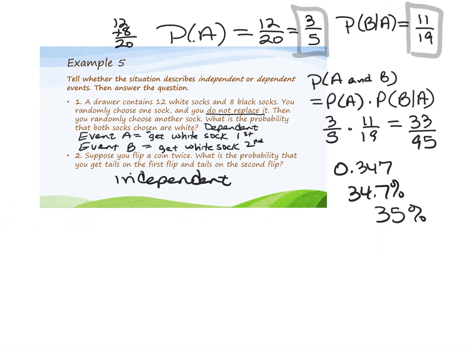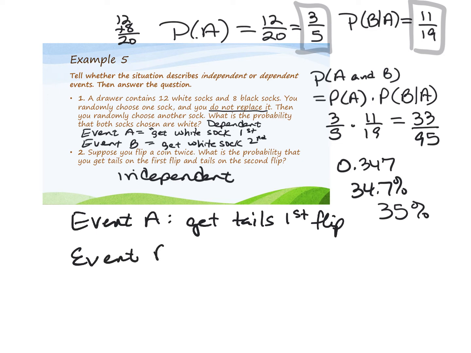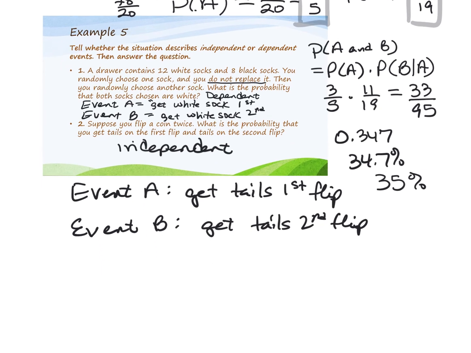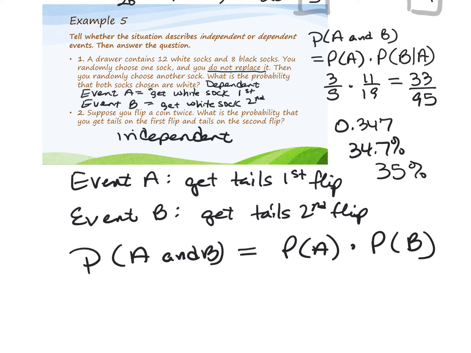So I'm going to, again, identify my two events. I'm going to say event A is going to be getting tails on my first flip. And event B is going to be getting tails on the second flip. So what I'm trying to find is the probability of A and B, and because they're independent, I'm going to just do the probability of A times the probability of B.